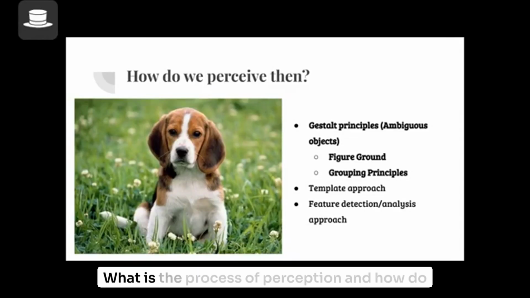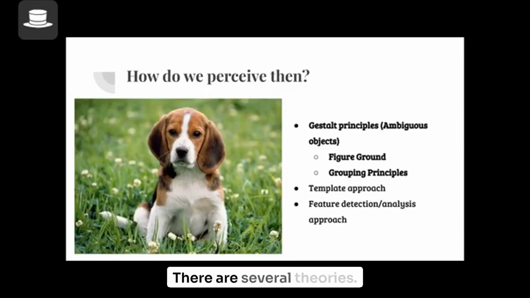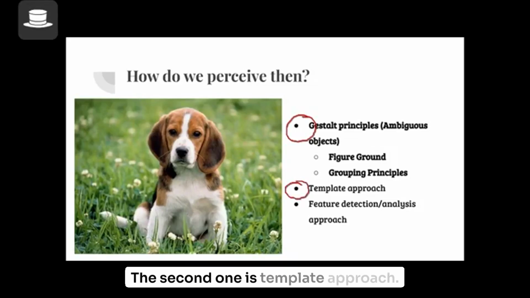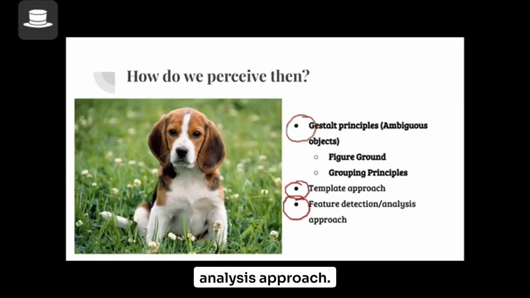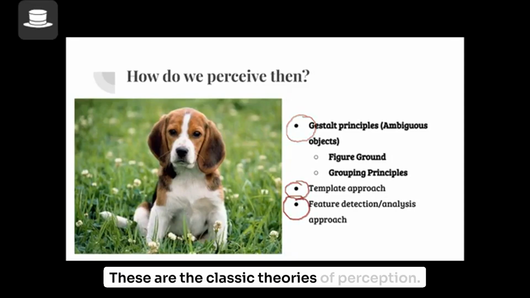Now, how do we perceive? What is the process of perception, and how do we interpret something as something? Well, there are several theories. We talk about a few here. First one is Gestalt principles. The second one is template approach. And the third one is feature detection or feature analysis approach. These are the classic theories of perception.